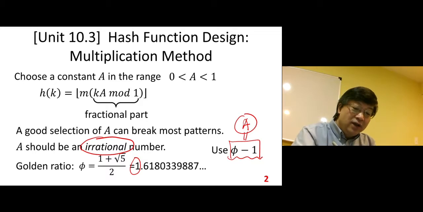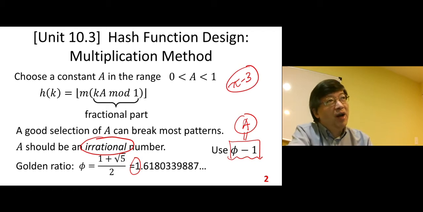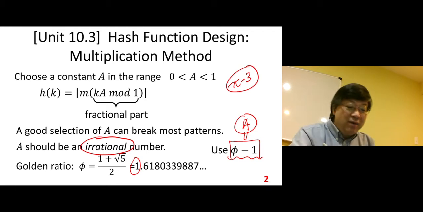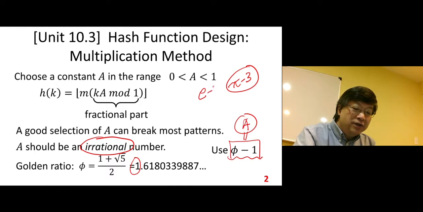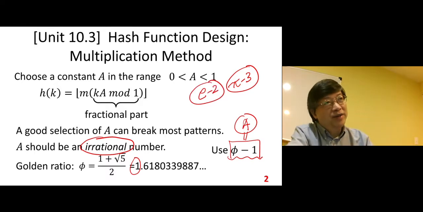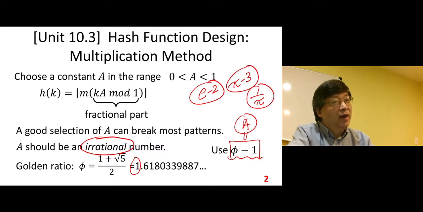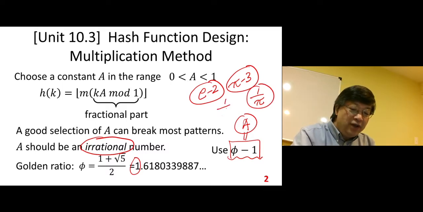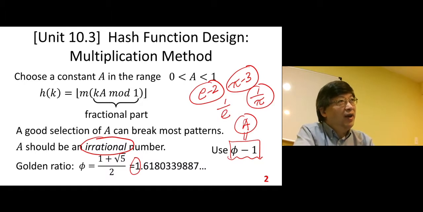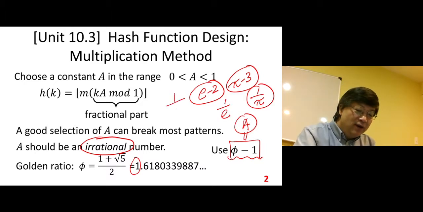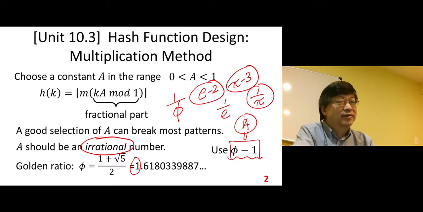Think about it: how about pi minus 3? Can we use this? Pi minus 3. How about e minus 2? Is that a good candidate? How about 1 over pi? How about 1 over e? How about 1 over phi? So all these numbers we can use.